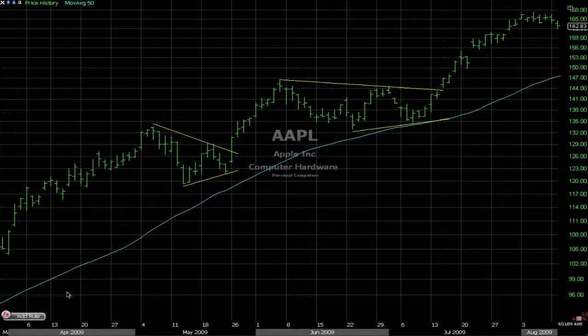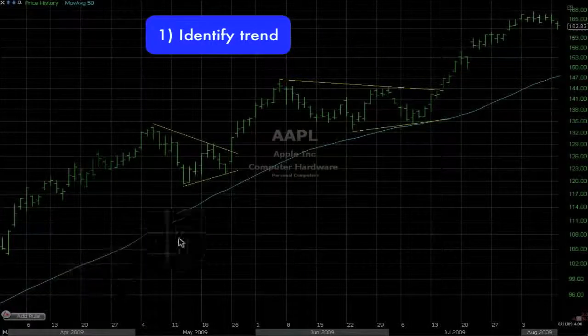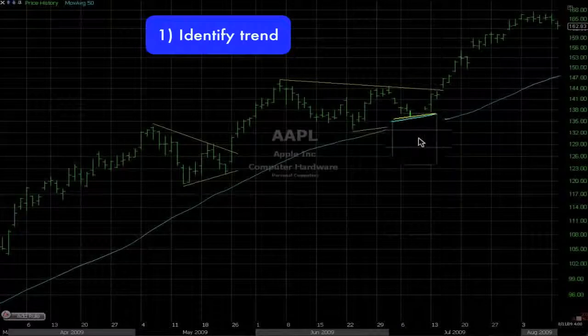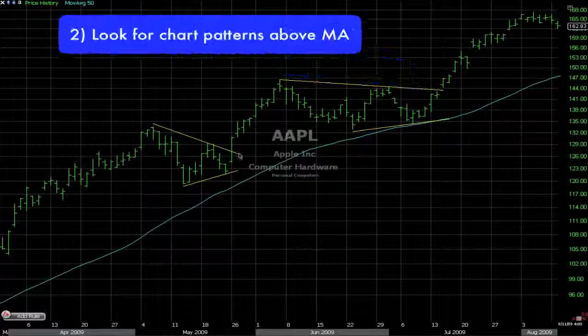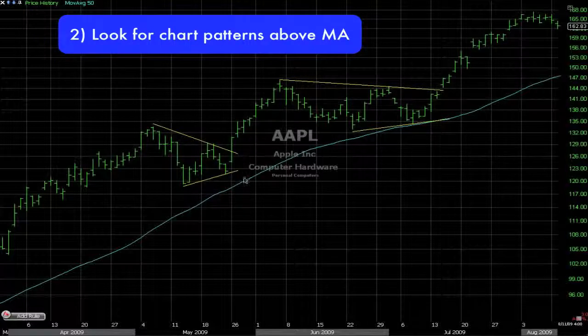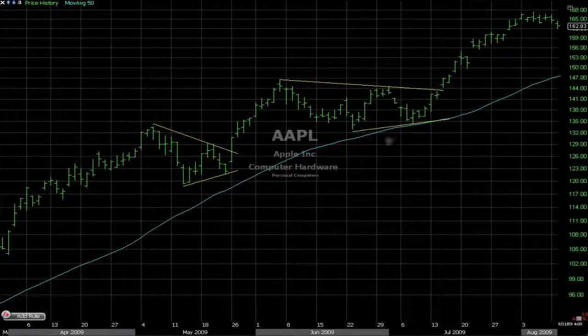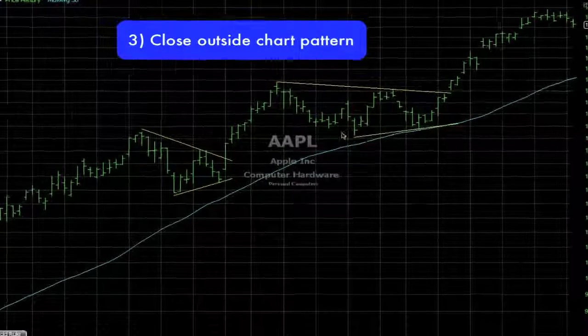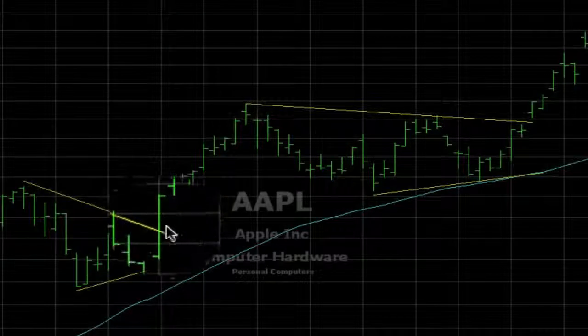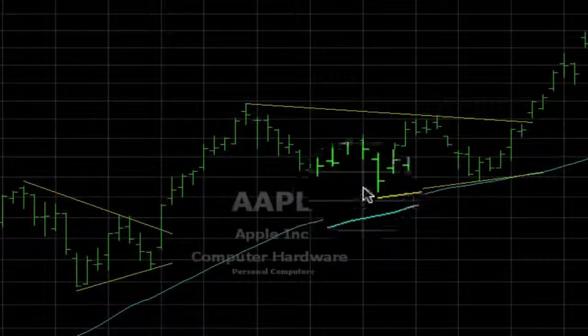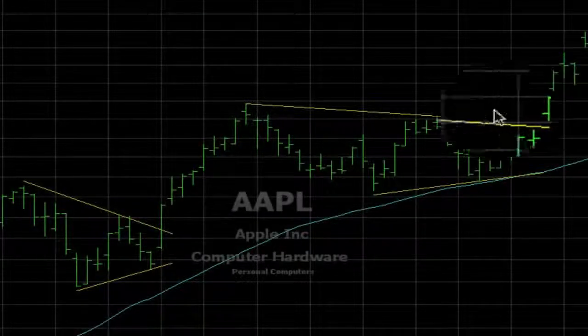I first identify the trend. I see that my MA is upsloping, so the trend is up. I'll only take long plays. Second, I look for patterns which occur above the MA. This tells me the trend is strong, since the consolidation all happens above the MA. And third, my entry, which is a close outside the trend line on this triangle, and here is a close above the trend line in this triangle.